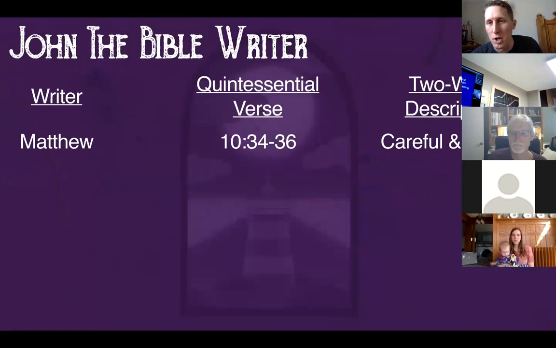So if you've got your Bibles, you're going to want to pull them out and actually go to these quintessential verses. These are verses that I intuitively chose. There's no obvious expert who says this is the quintessential verse for these writers. I just thought it captured them well. So when you look at Matthew as a writer, go to Matthew 10:34-36. I felt like this captures Matthew so very well.